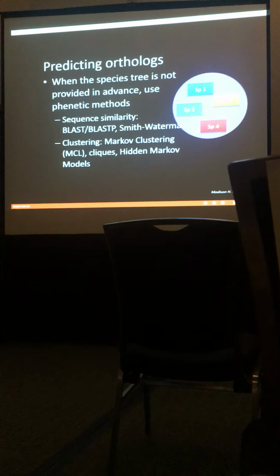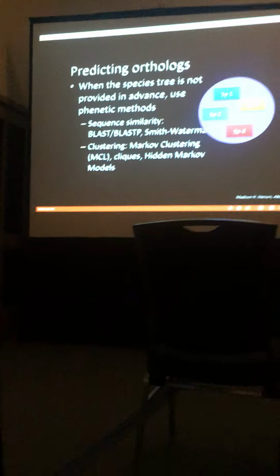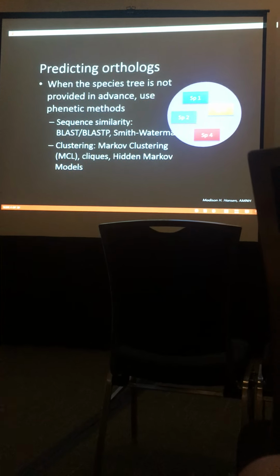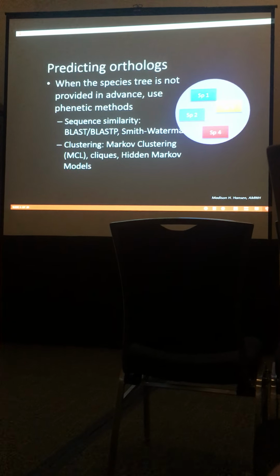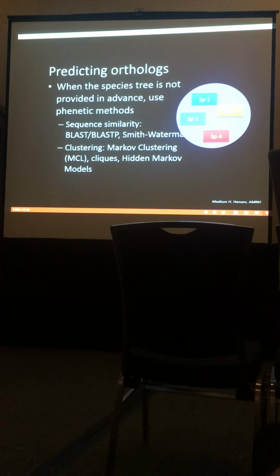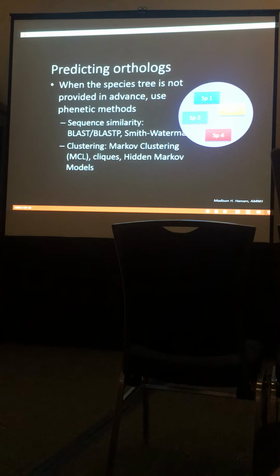So how do people predict which genes are going to be orthologs? We have to use similarity-based methods to do this. We take every pair of genes and we measure their similarity. The most common way of doing this is with BLAST.